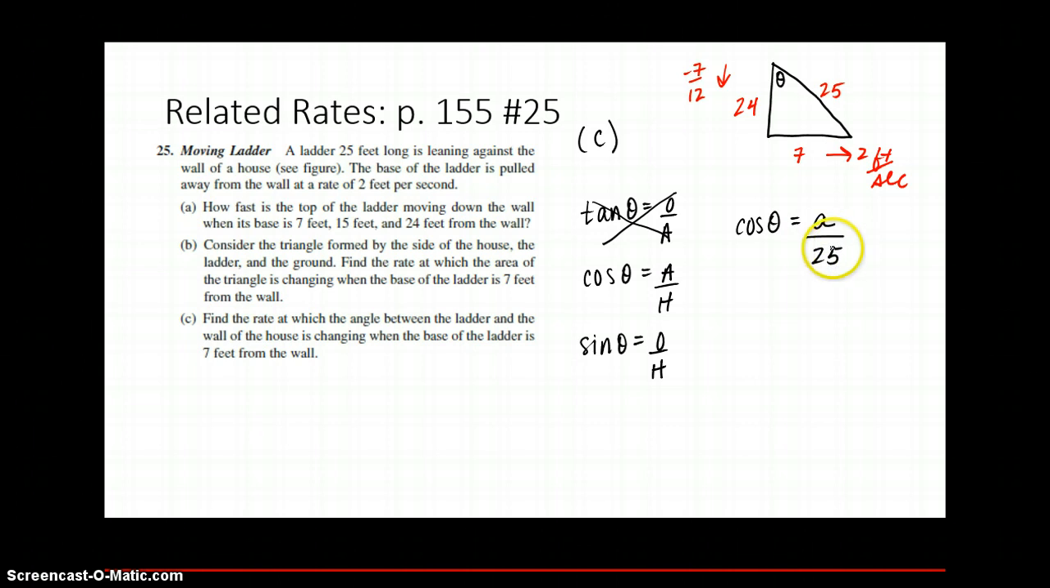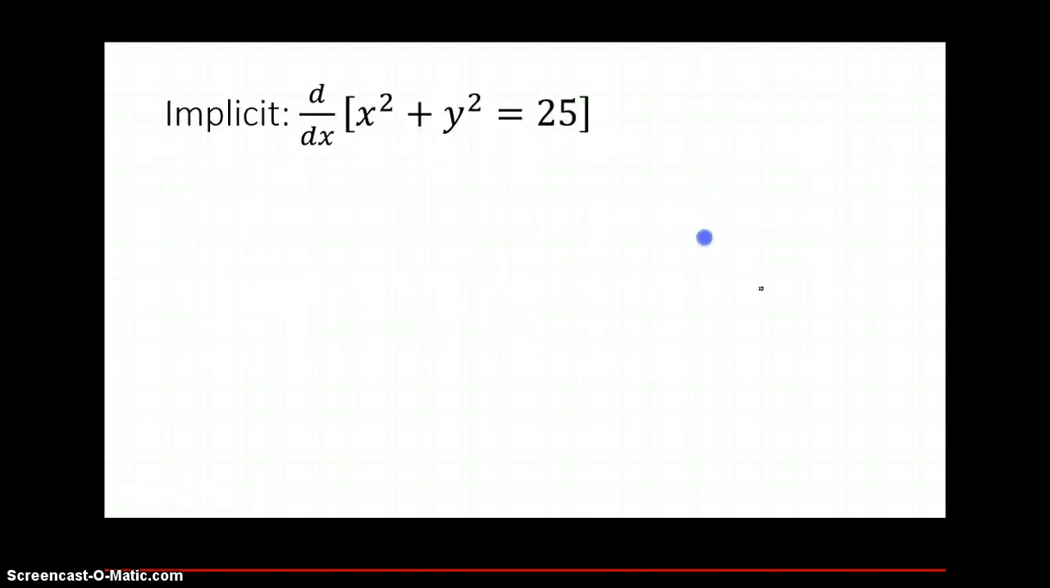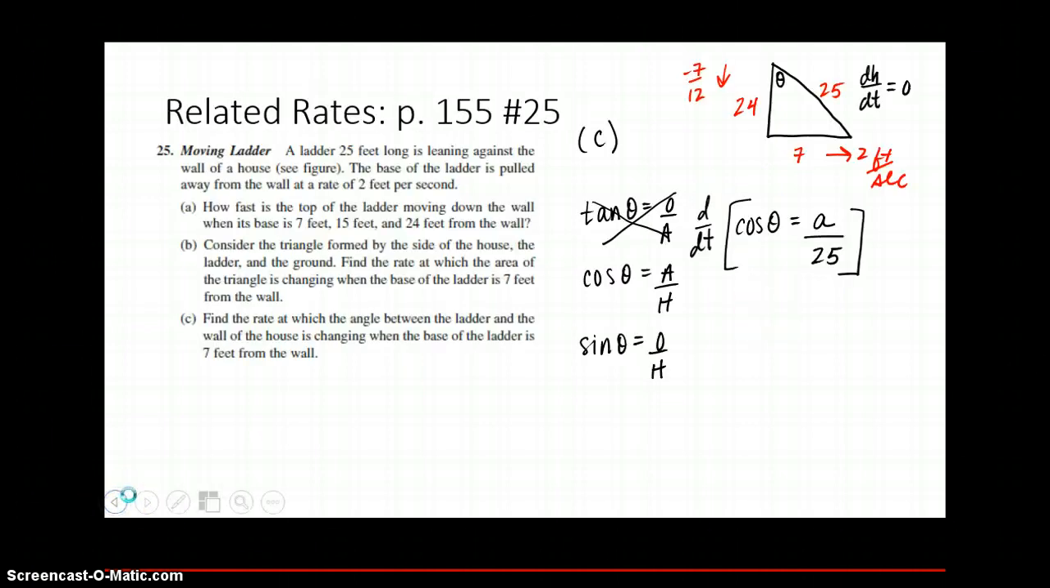Now we have talked about this. You can look in your notes. This rate of change is 0. We know that the length of the ladder isn't changing at all. So I can substitute that value in before I take the derivative. I can't plug in 7 yet because the length of that side is changing. Let's derive it with respect to time.